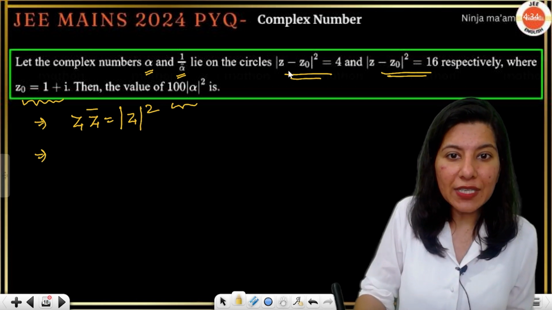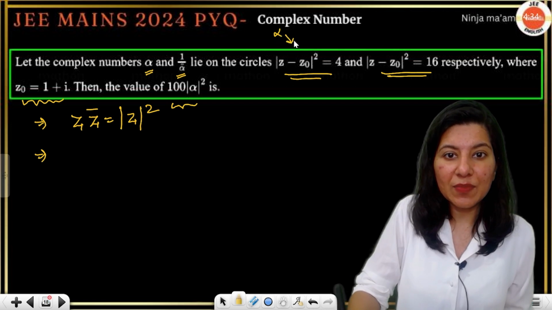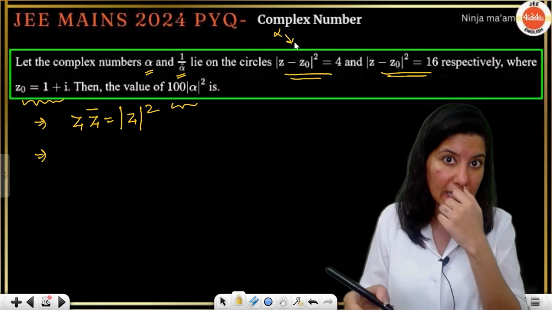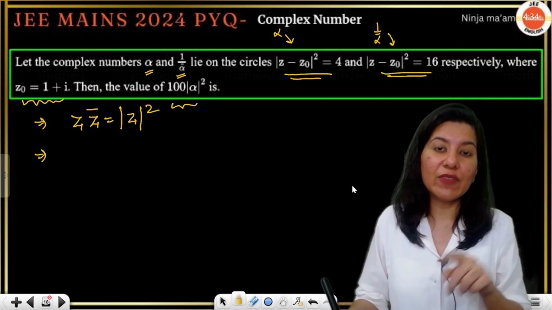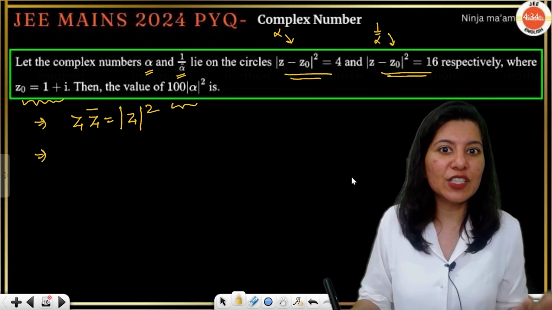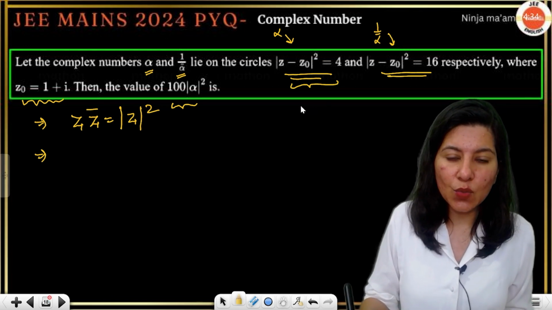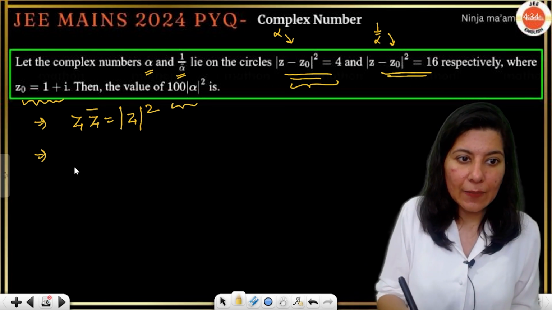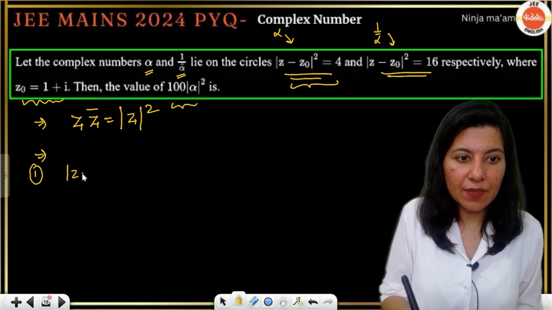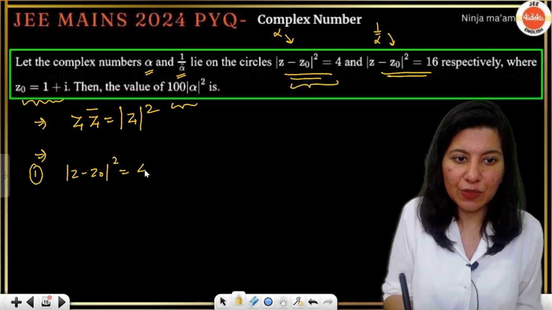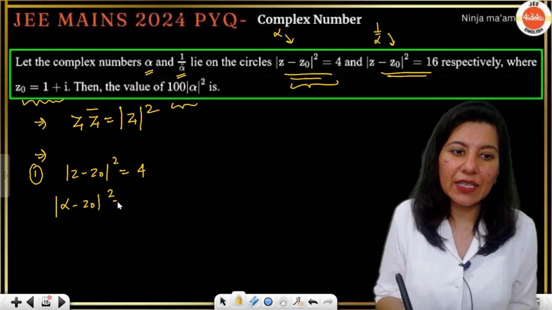Now, can you see mod z square? And alpha lies on this. That means I can replace z by alpha. And here 1 by alpha bar lies on it. I can replace z by 1 by alpha bar. I will do that, but first I will make use of this identity. So mod z minus z naught whole square is equal to 4. Alpha lies on it, so mod alpha minus z naught square equals 4.